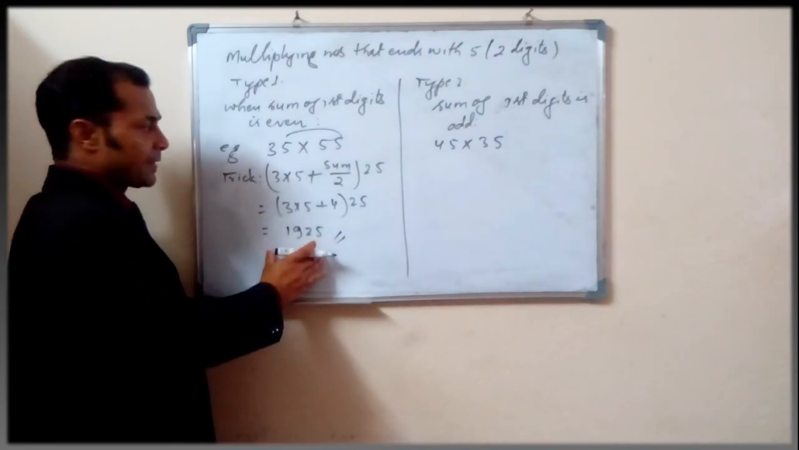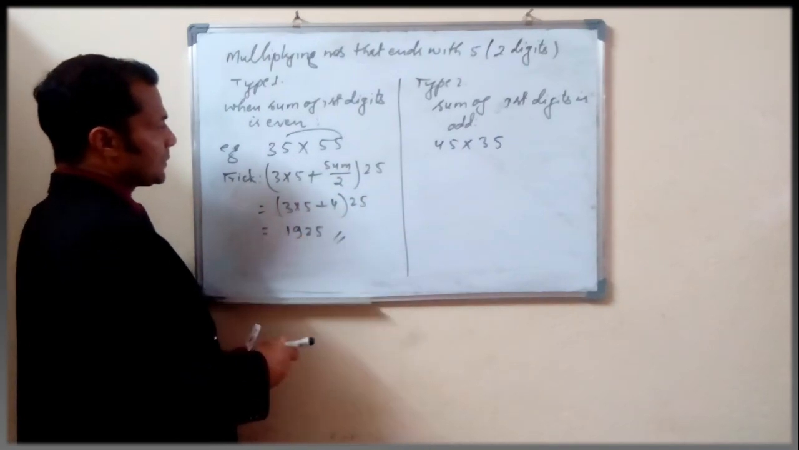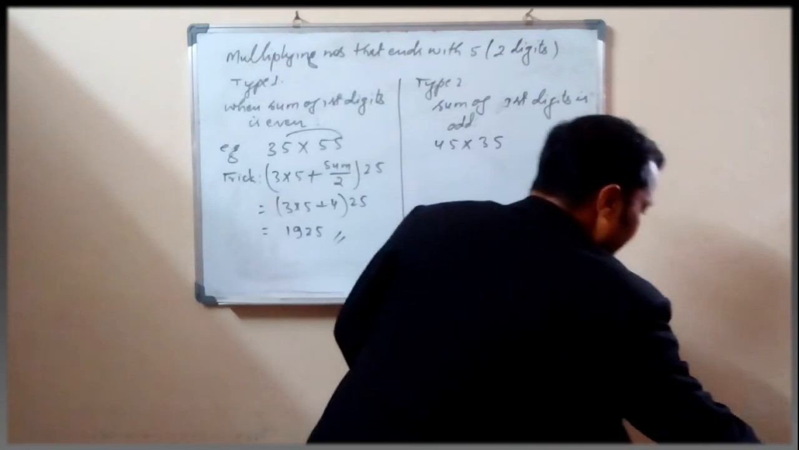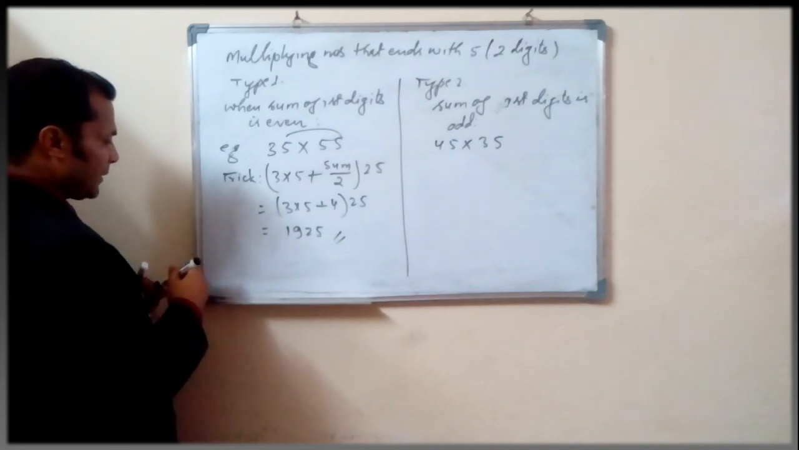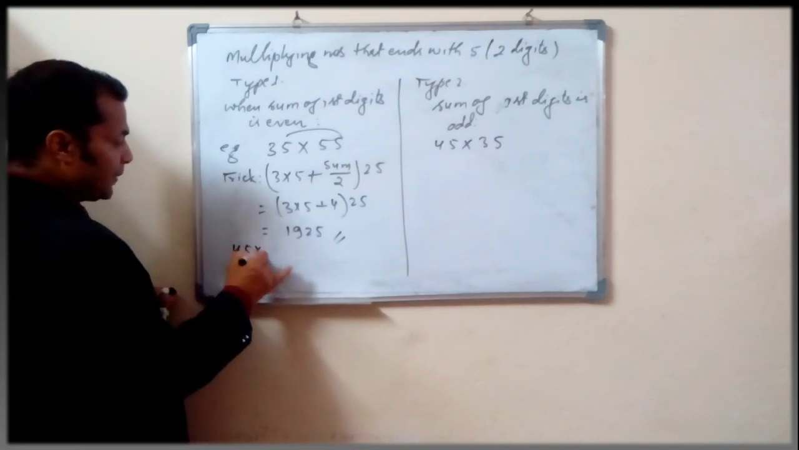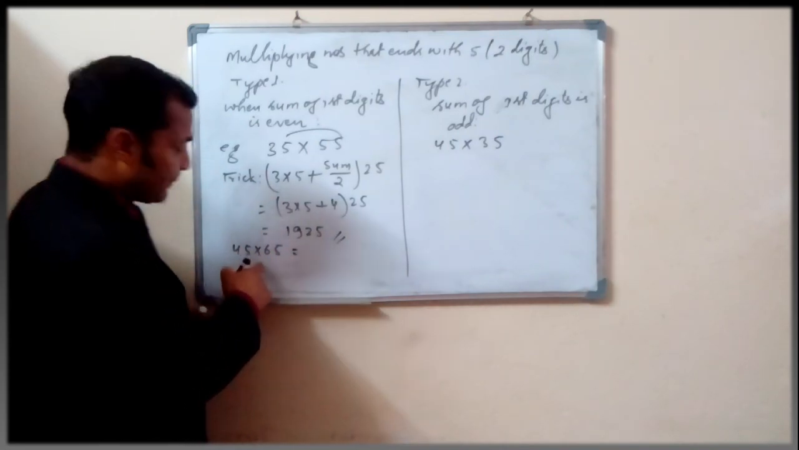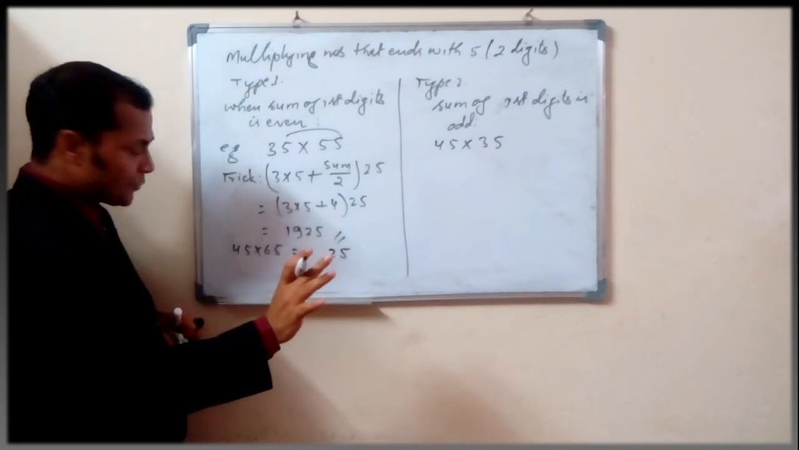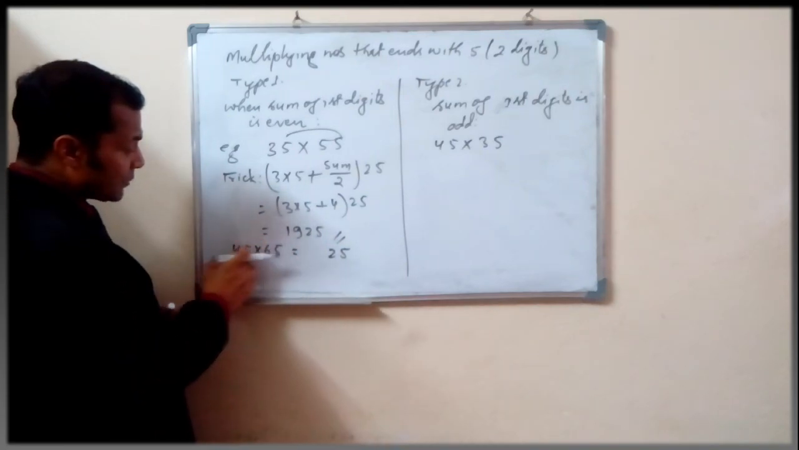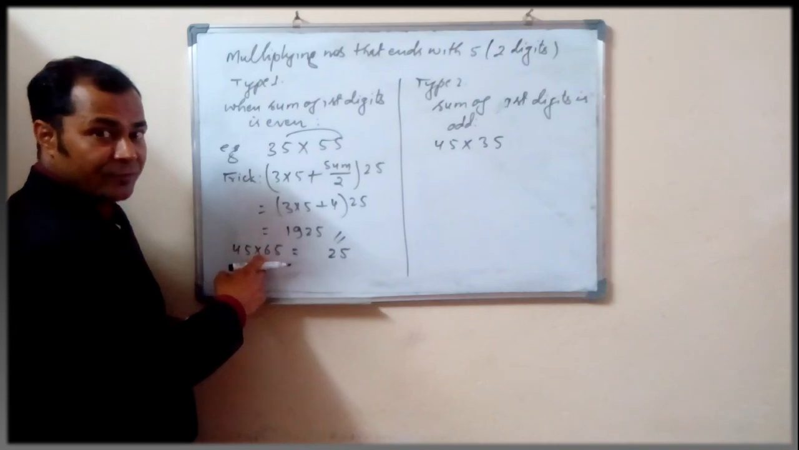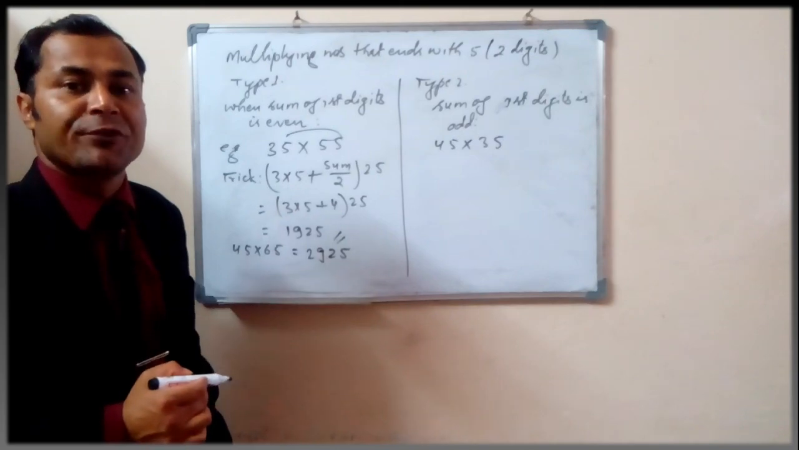Alright, so you can check like this. Hope you understood this. Let me give you one more example here. Let me write a small one: 45 into 65. Now look here, 4 plus 6 is 10, that is an even number. So put 25 at last, as I told you, and 6 4s are 24, plus their sum divided by 2. 4 plus 6 is 10, divided by 2 is 5. 6 4s are 24 plus 5 is 29. So the answer is 2925.